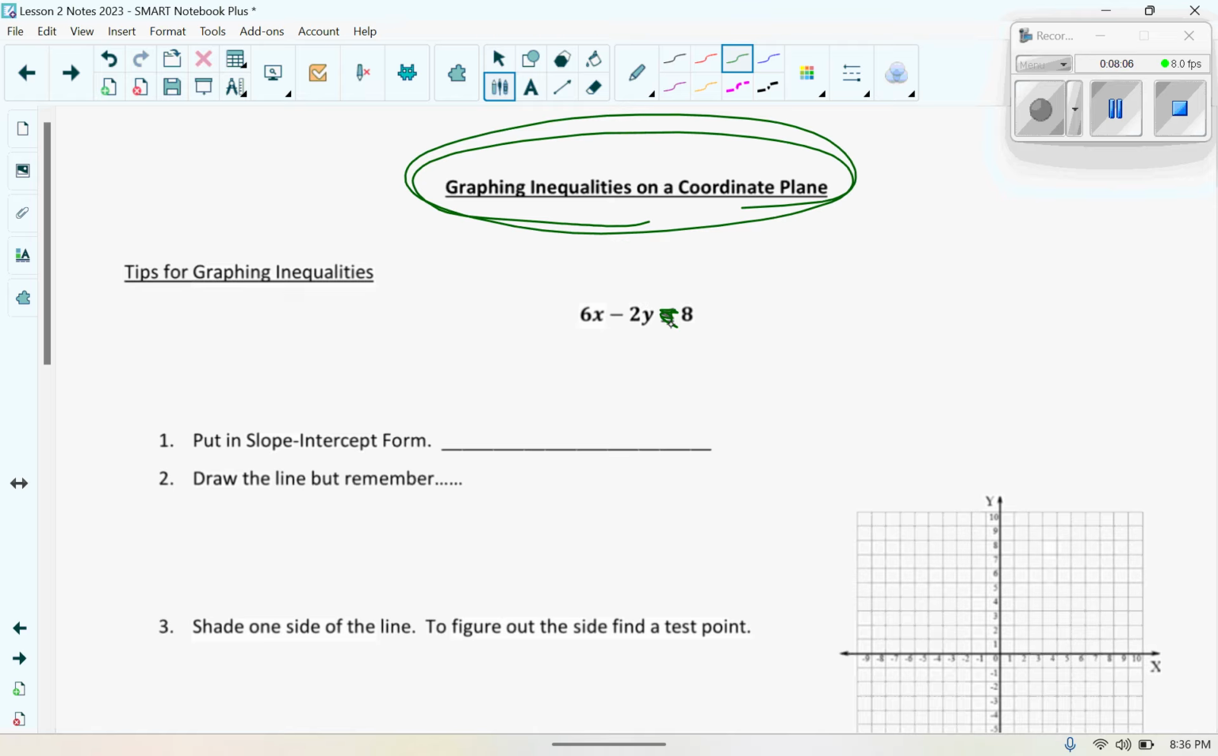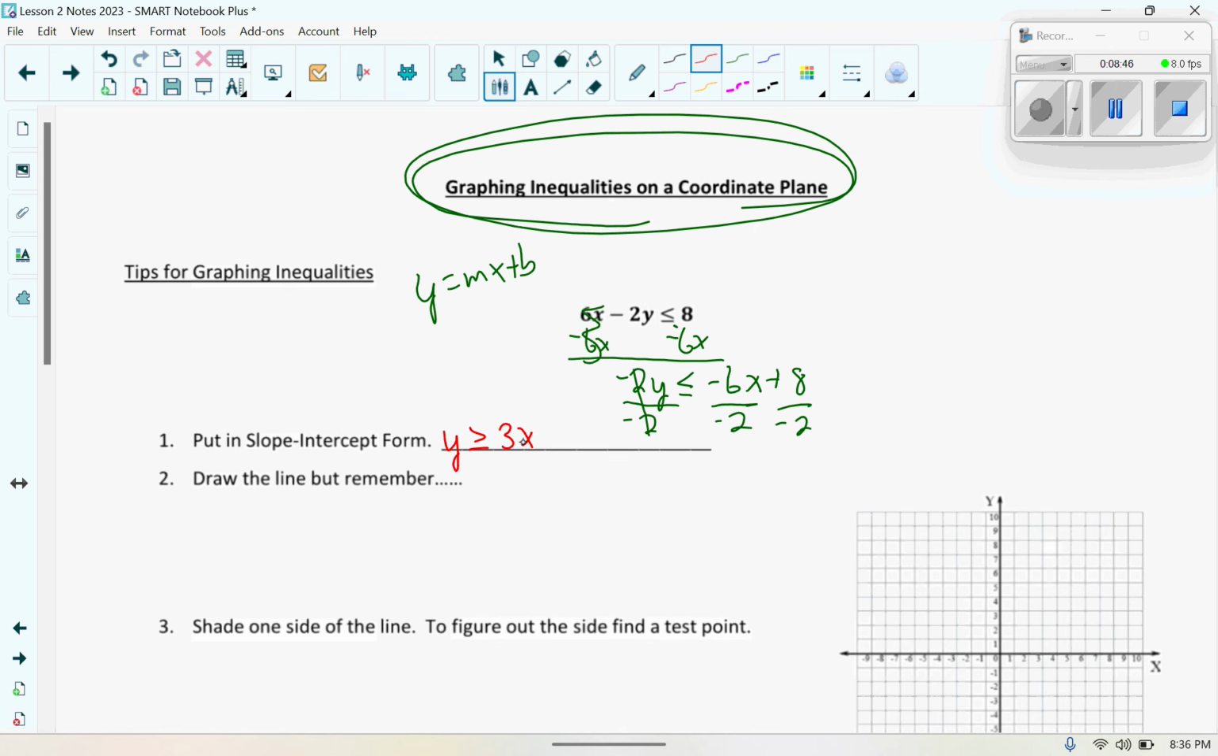If I said, I want you to graph this, how would you do this? Well, from Unit 1, we talked about subtracting that 6x over and putting it into y equals mx plus b form. So that's what we're doing so we could graph it. I'm left with -2y is, I'm going to bring this back in, -6x plus 8. Now I'm going to divide by -2. Really the only thing new so far, and we've already learned this, is we're dividing by a negative, so we're going to flip the sign. So my answer is y is greater than or equal to 3x minus 4.